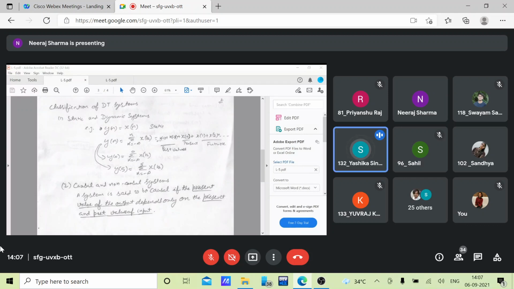Sir, the equation that is written, y5 is equals to sigma k is equals to minus infinity to 5, it is for dynamic system, right? It is for a dynamic system. So for static it would be y0 equals to x0. That's right, y0 is equal to x0 only. Okay, sir. Or y5 is equal to x5, y6 is equal to x6. Present output is the function of present input only.